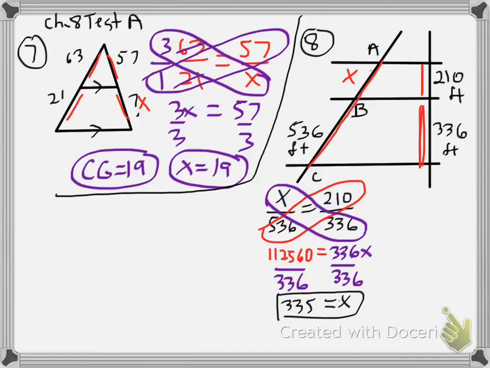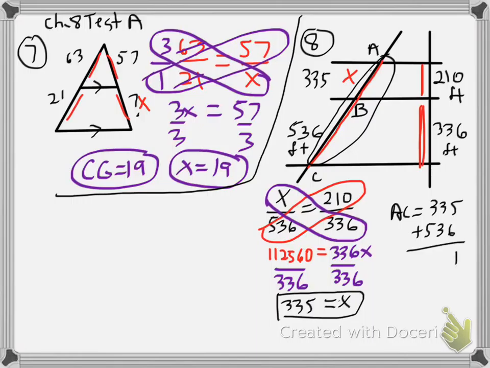And people start looking for their answer and they can't find it because that's this part right here. But remember what they wanted? They wanted this whole distance here. So we're going to have to say A to C equals 335 plus 536. It's 11, carry the 1, that's a 7. It's 871, which is choice C.